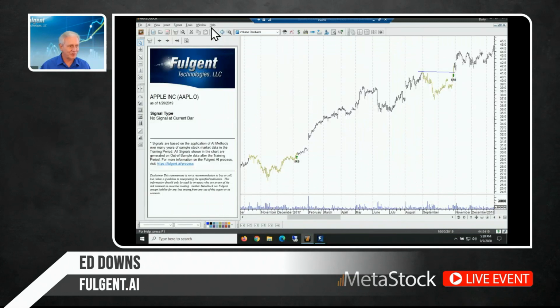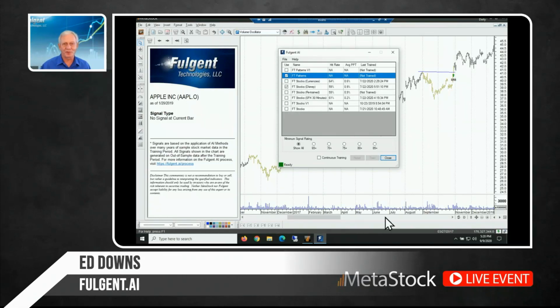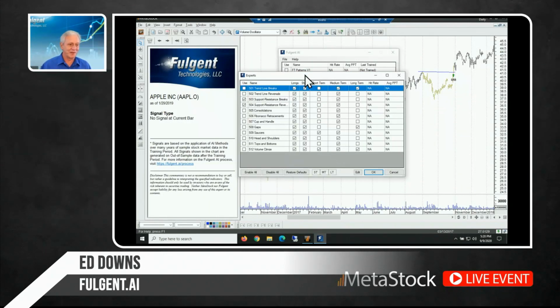All right, let's go back to Fulgent and CPE. I keep forgetting it's down here. It goes in the taskbar if I don't close it. If I close it, it's in the menu, but it's on the taskbar. I just keep forgetting that. I'm good now though. I will remember.